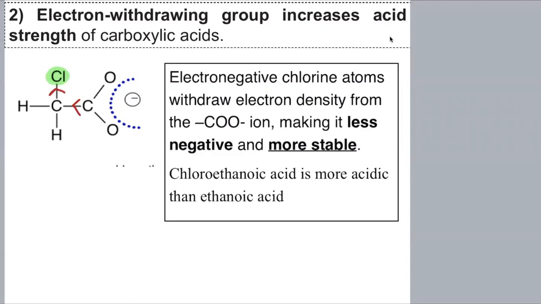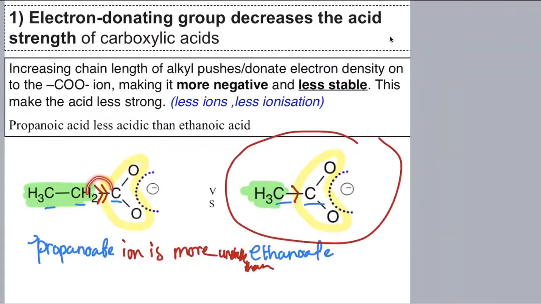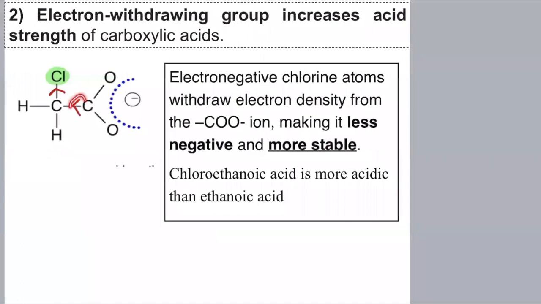Okay, so chlorine first pulled the electron density of the carbon-chlorine bond and then the carbon-carbon bond. So if you notice, the arrow is also the opposite. For electron donating, the arrow is showing that the electron density is going into the COO minus. For chlorine, the electron density is going away from the COO minus. Now, if you're a negative person and you have a friend who takes away your negativity, you become a little bit more stable.